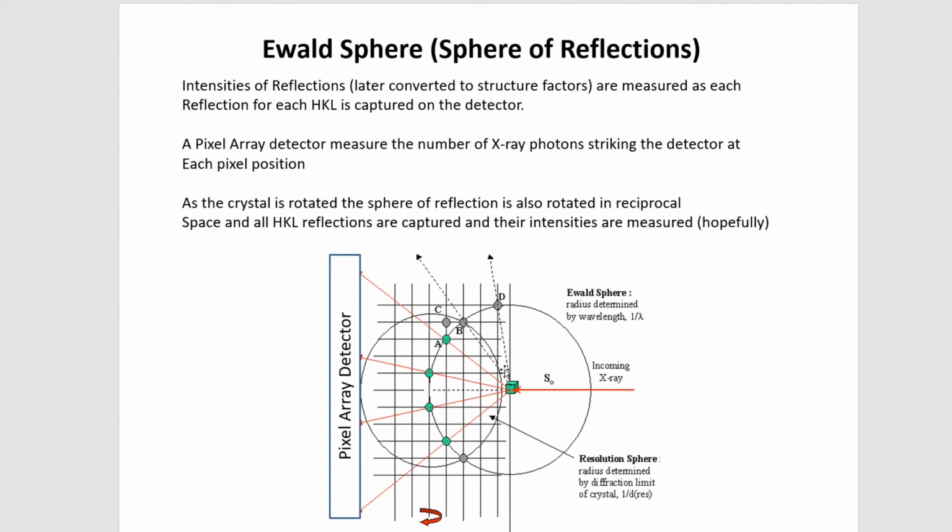So throughout the course of the experiment, we rotate the crystal, and that rotates the sphere of reflections in reciprocal space. And over time, if we rotate the crystal enough and in the correct positions, we should capture all the HKL reflections up to the point where the diffraction limit of that particular crystal is. Hopefully, if we do it right.